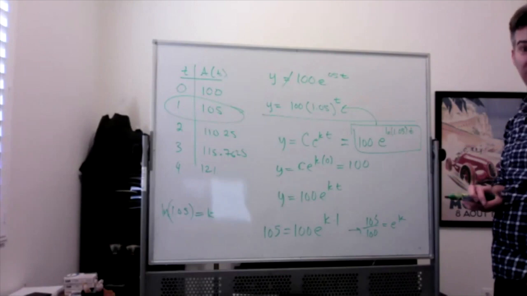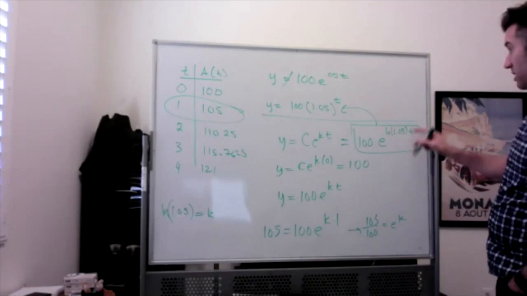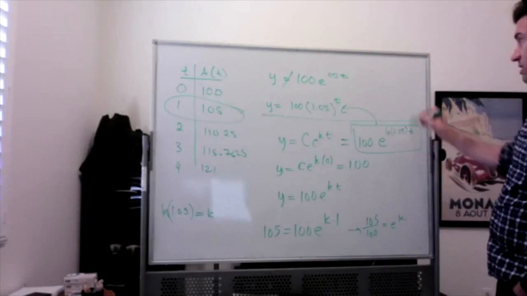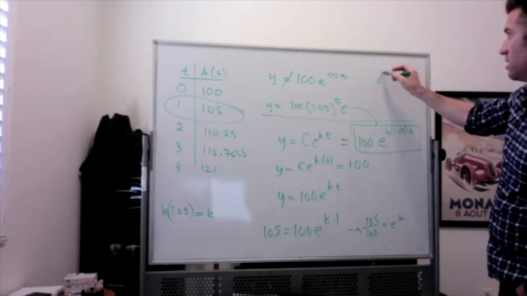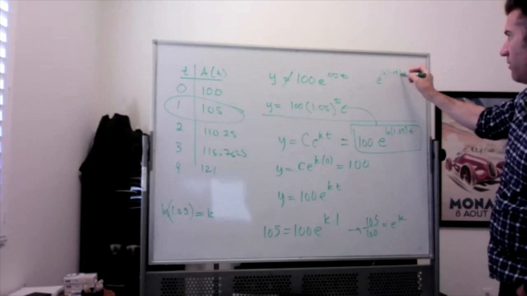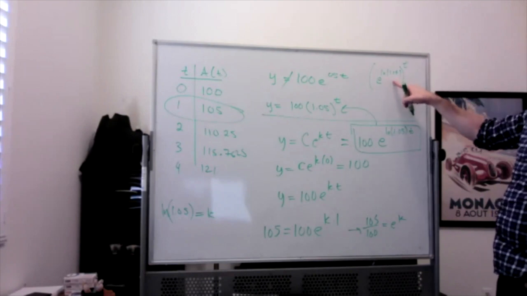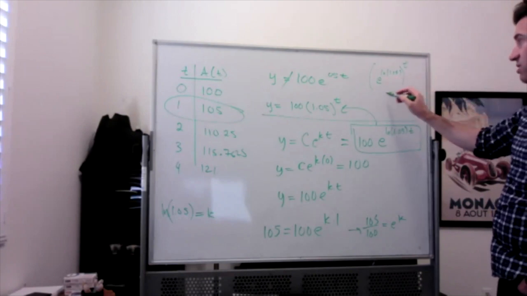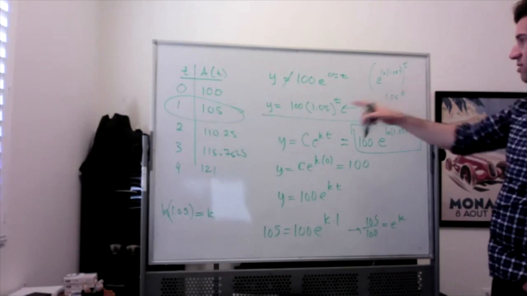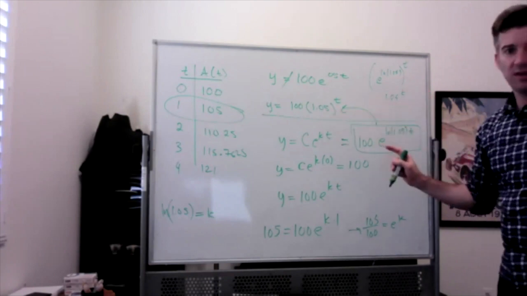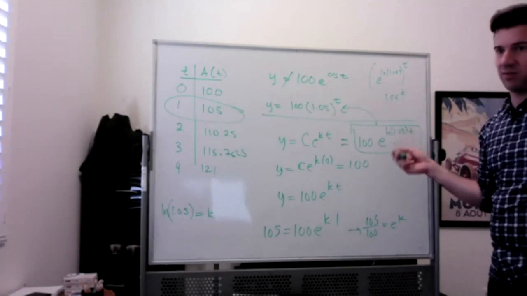It's just a different way of writing it, because e to the natural log of 1.05 to the t is e to the natural log of 1.05, to the t. But e to the natural log of a thing is just the thing. So that's just 1.05 to the t, which is exactly what you have right there. So there are 2 different ways you can write this that really are the same.